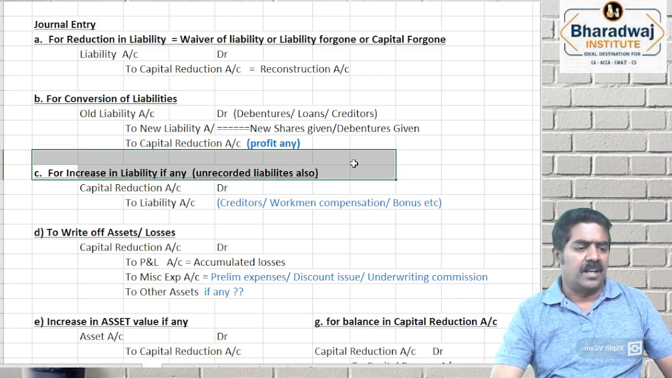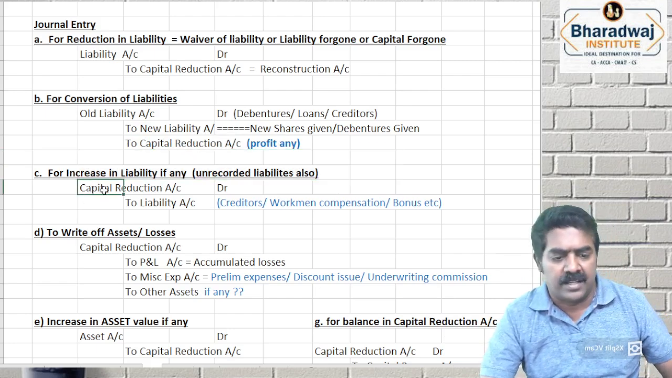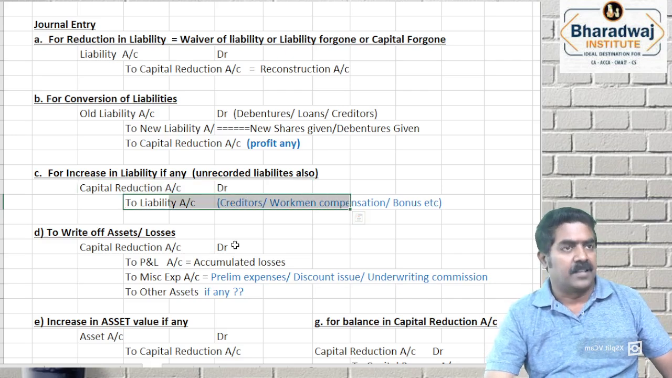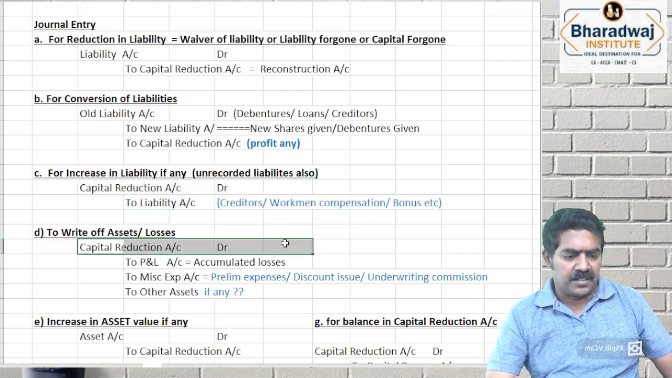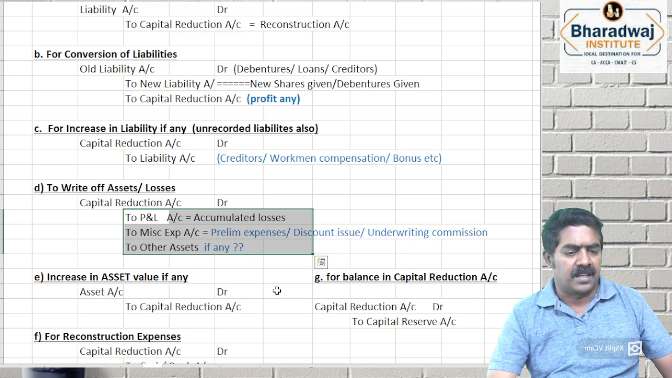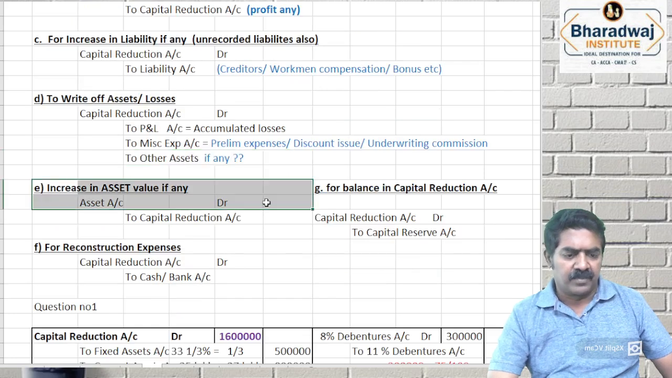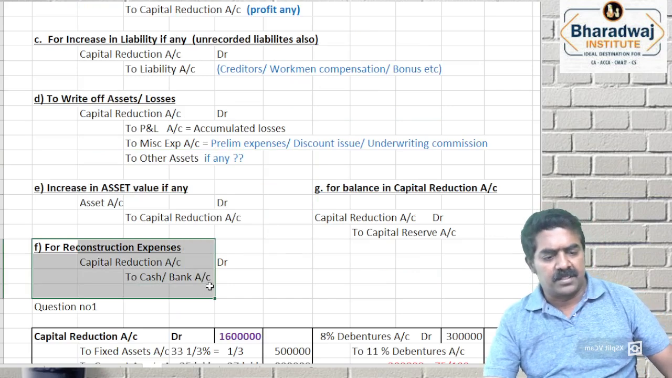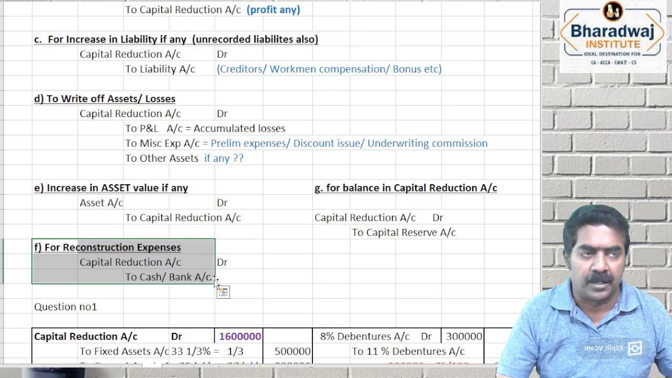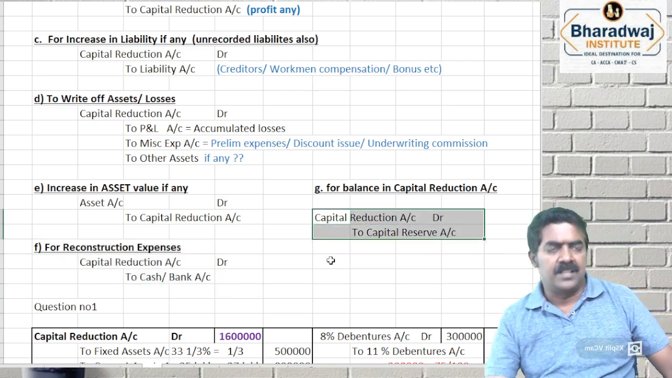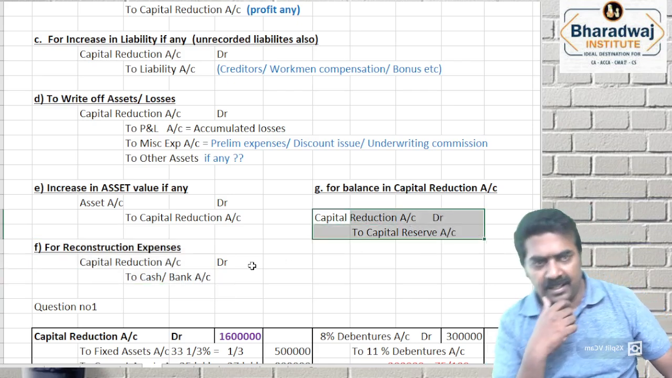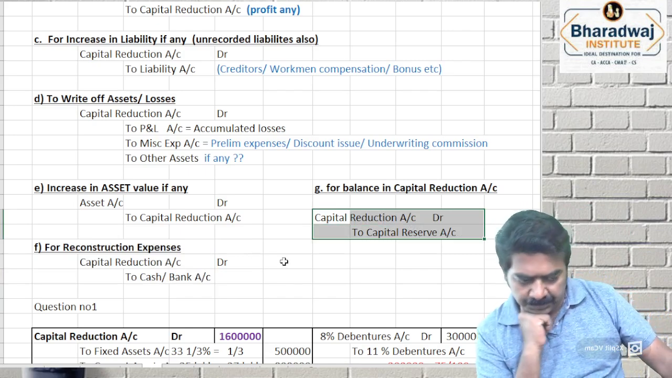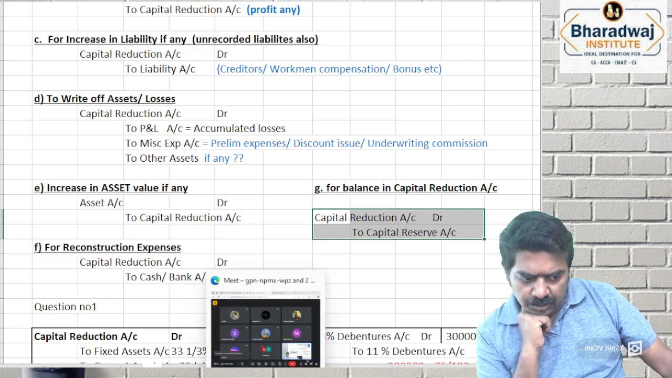If there is any extra liability or an unrecorded liability, what is the entry? Capital reduction to liability, it's a loss for us. To write off assets, capital reduction to various assets, but compulsorily what you have to write off? P&L account, miscellaneous expenses. Any other asset specified you have to write off. If there is an increase in asset value, asset to what? Capital reduction. If there are any expenses of reconstruction, capital reduction account to cash or bank. The balancing figure will be transferred to which account? Capital reserve account. Okay. Now go through question number 1.